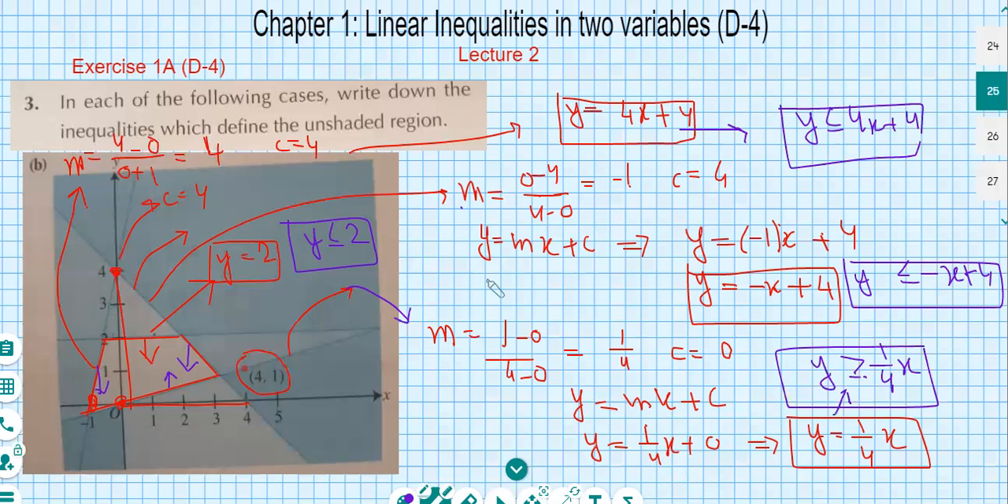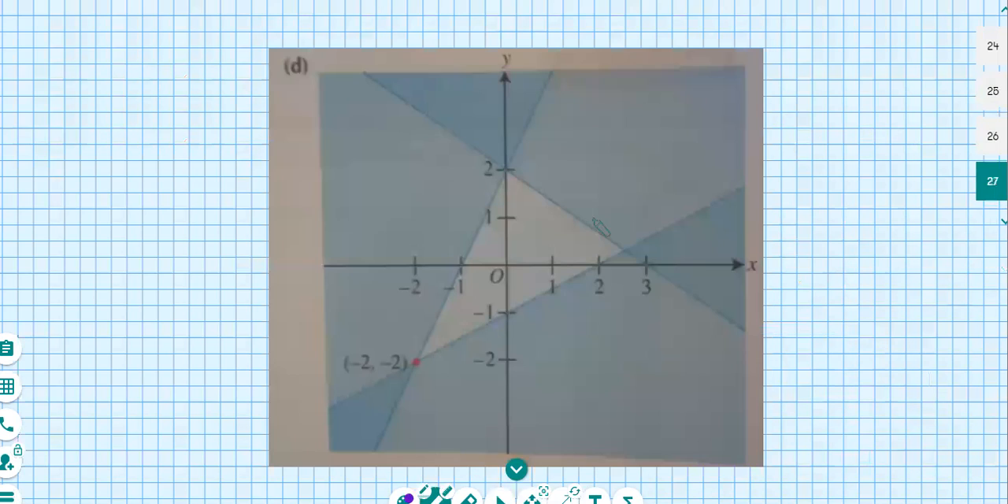So these inequalities actually made this shaded region, unshaded region, white portion. So these inequalities are the answer. Okay, moving towards the next part. Next part, part D.